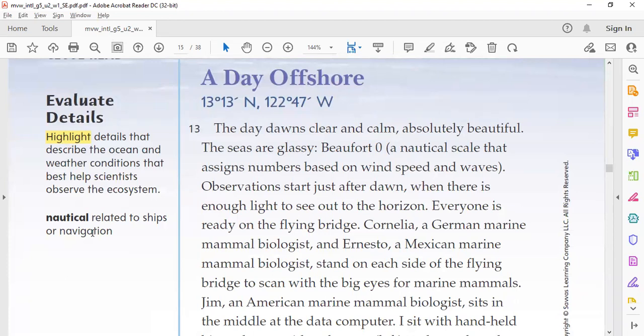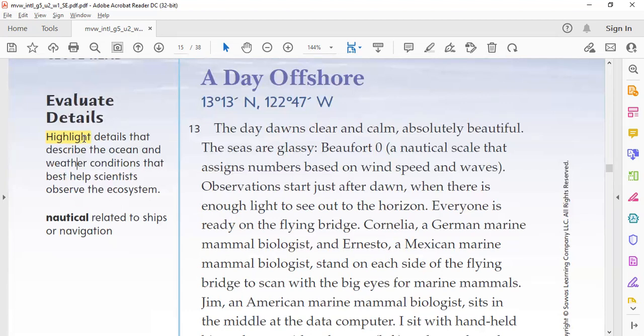Now, a day offshore. So first, we need to ask ourselves the question. Indicate means show. So first, we have to ask ourselves a question. We have to highlight details that describe the ocean and the weather conditions that best help scientists observe the ecosystem.